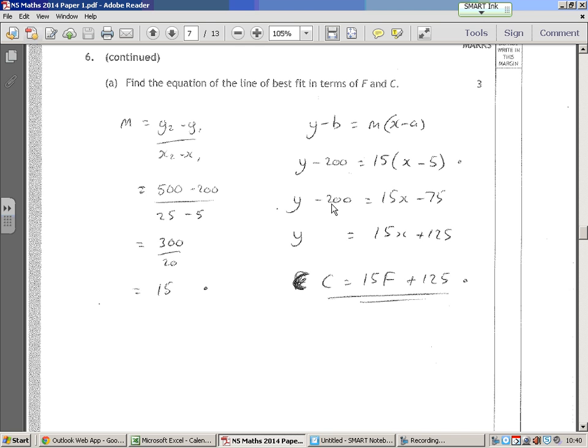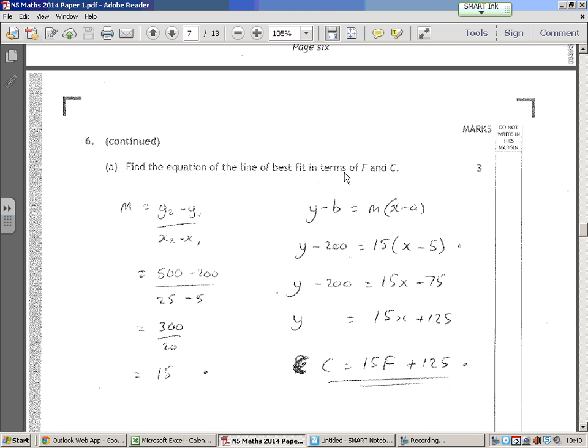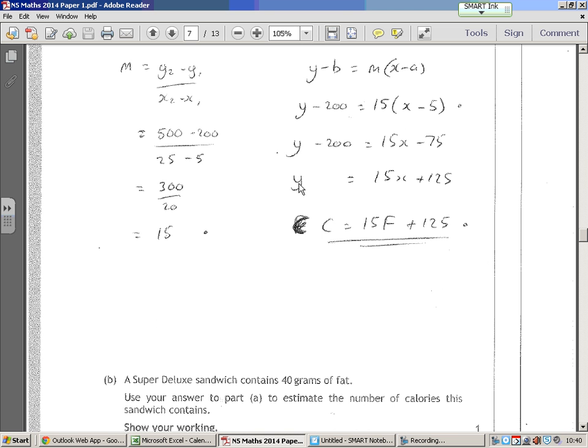So y subtract 200 equals 15 bracket x minus 5, when we're substituting into y minus b equals m(x minus a). Multiply out this bracket, add 200 to both sides, or move the negative 200 over and make it positive, if that's how you've been told how to do it. Get y equals 15x plus 125. Of course, it says in terms of f and c. So the y-axis is renamed c, the x-axis is renamed f.